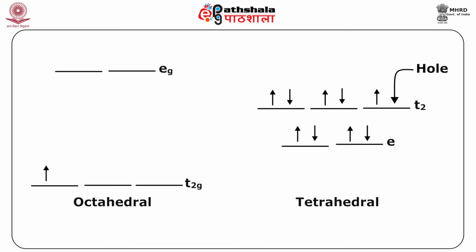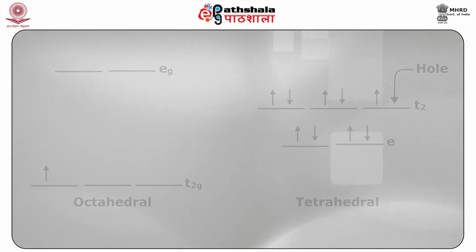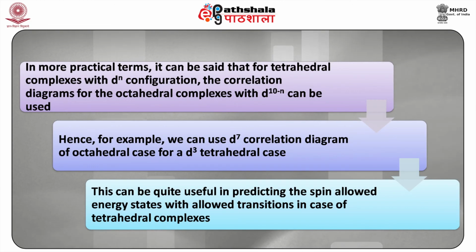Such a situation is depicted in figure 6, where the D1 electron in an octahedral field occupies one of the triply degenerate T2g set, and on the other hand, in the case of the D9 tetrahedral field, a hole is occupying the triply degenerate T2g set.